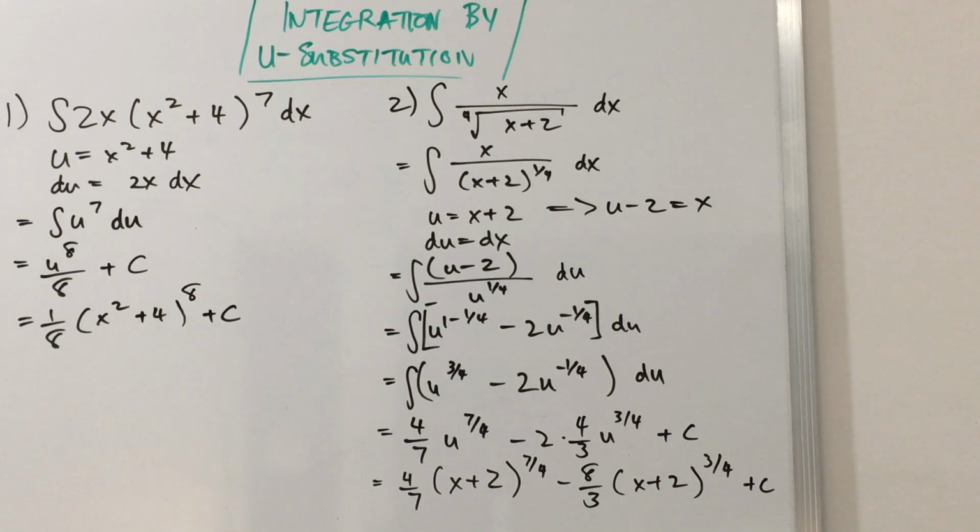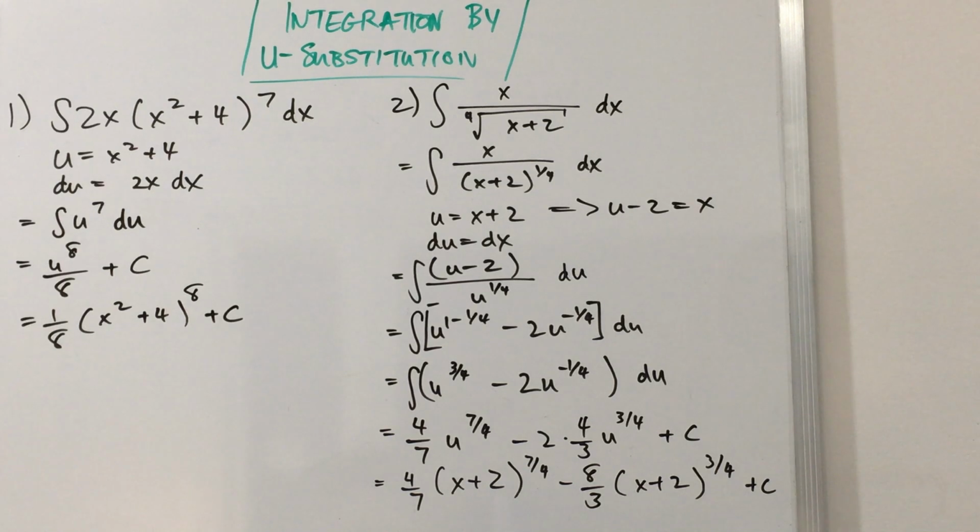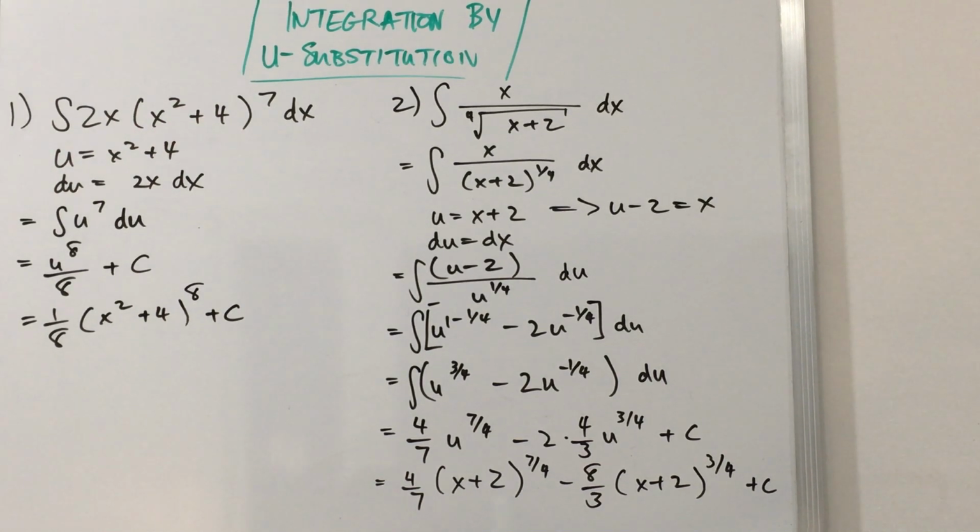Alright guys, so in this video we're going to be learning how to integrate using a technique called U-Substitution. We're going to learn that just with the first example here. If you have the integral of 2x times (x squared plus 4) to the 7 dx, you're going to put u as a substitution, so you let u equal x squared plus 4, which is just this part.